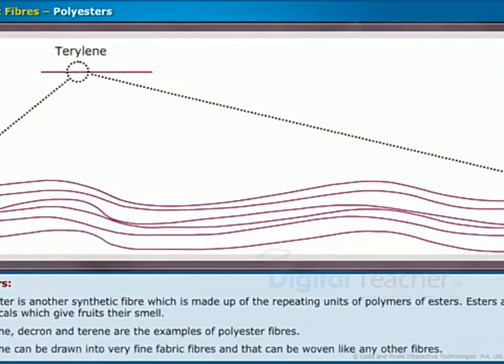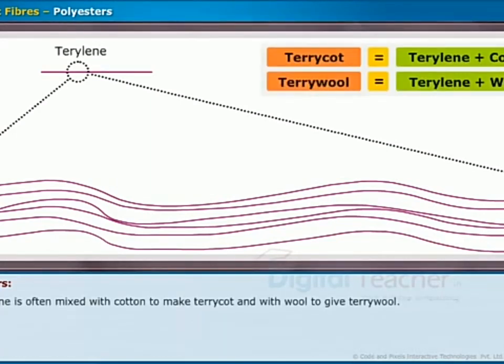Terylene can be drawn into very fine fibers and woven like any other fibers. Terylene is often mixed with cotton to make terrycot and with wool to give terrywool.